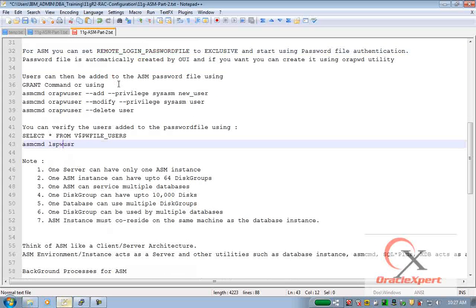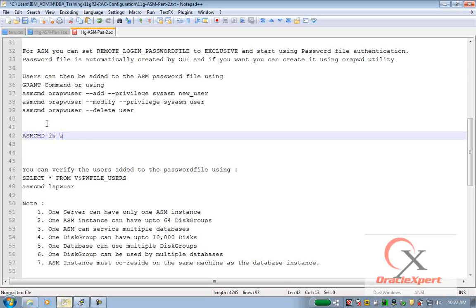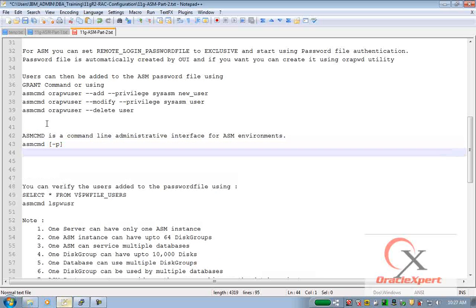Once you launch ASMCMD, ASMCMD is a command line administrative interface for ASM environments. So whatever you can accomplish using SQL*Plus, pretty much all those things can also be accomplished using the ASMCMD command prompt. To launch it, you can say ASMCMD optionally followed by -p.